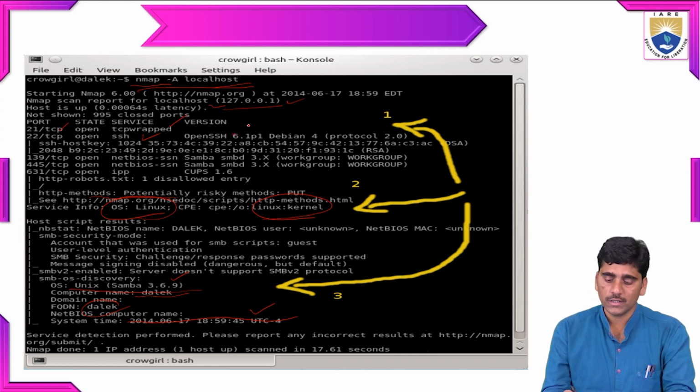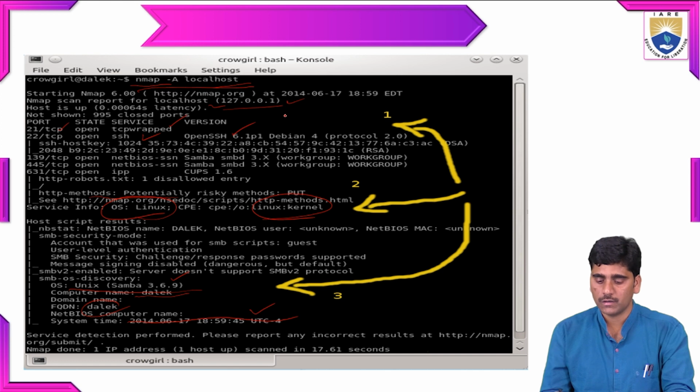So it displays the type of operating system, the type of kernel that we are using, the type of server that we are using, everything that displays in the information. So this is all about what type of operating system we are using on the remote location by using the concept of OS fingerprinting.